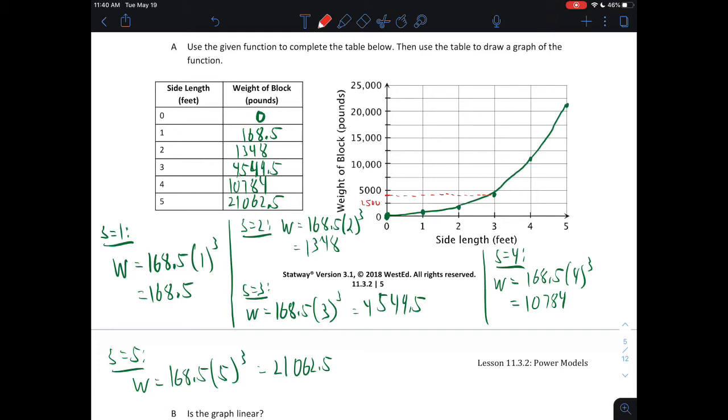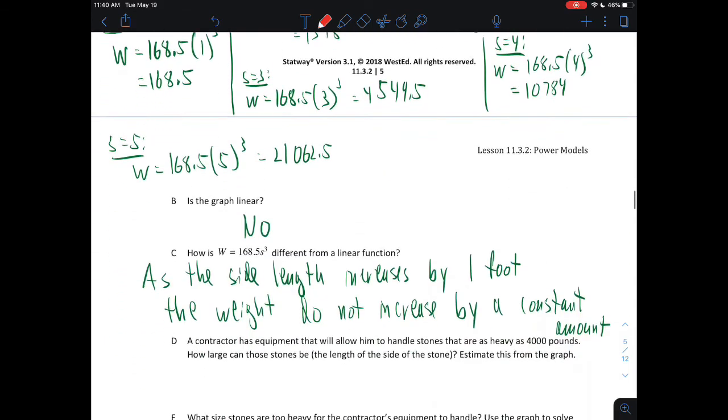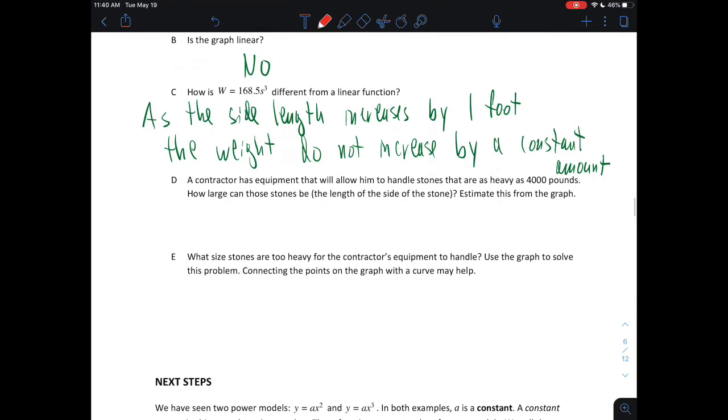Remember that 4,549.5 pounds was how much we got for a side length of 3 feet. So we expect that, how big can the stones be? Has to be something less than 3. So we would expect side lengths a little less than 3 feet.